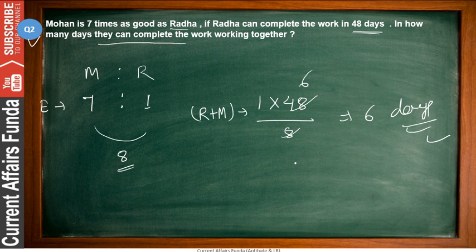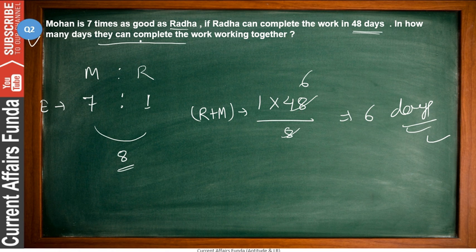देखिए क्वेश्चन ये कह रहा है कि मोहन जो है 7 गुना ज़्यादा है राधा से. अगर राधा 1 यूनिट इफिशिएंसी में काम करती है तो मोहन 7 इफिशिएंसी में काम करता है. और इसमें दिया है राधा कैन कंप्लीट द वर्क इन 48 डेज. इसका मतलब कि 1 इंटू 48 की वैल्यू हमें टोटली दिया हुआ है.